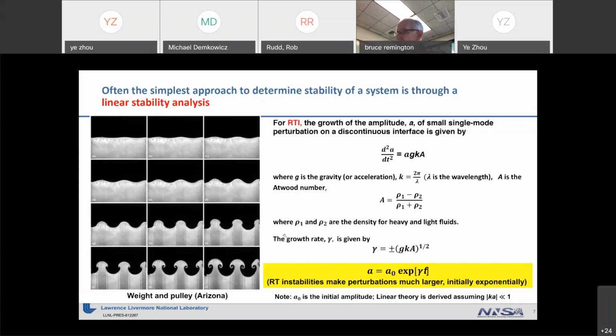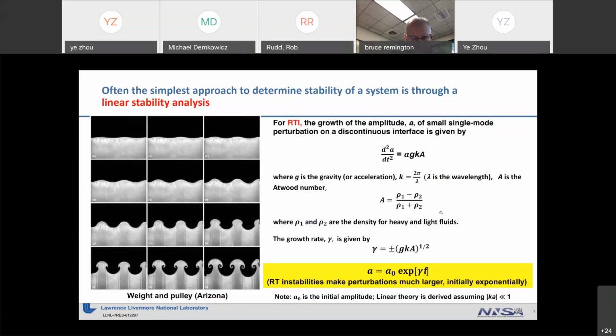For the early time, with some kind of limit on the amplitude, we can write down the equation for the amplitude of the growth very easily. Let's say A is the amplitude of the Rayleigh-Taylor growth. This second order derivative equation is given on the right hand side by A itself. G here is gravity, and K is the wave number, which is defined as the inverse of the wavelength. And A is the important parameter called the Atwood number, basically the difference between the heavy and light fluid densities normalized by their sum.